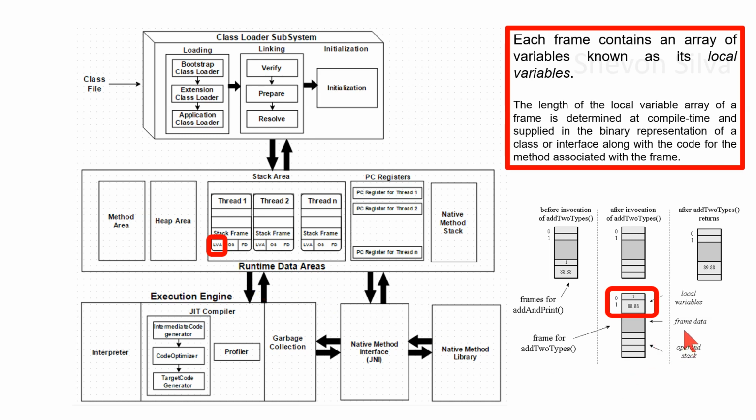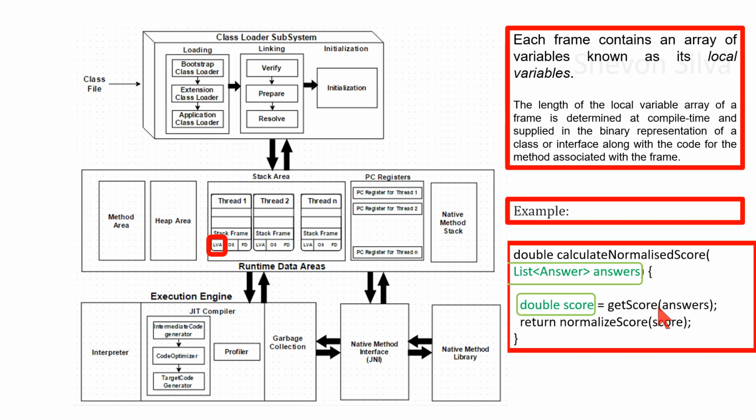Here you can see the local variable array in this frame for add two types method. In this method, local variables like answers and score are stored in local variables array here.